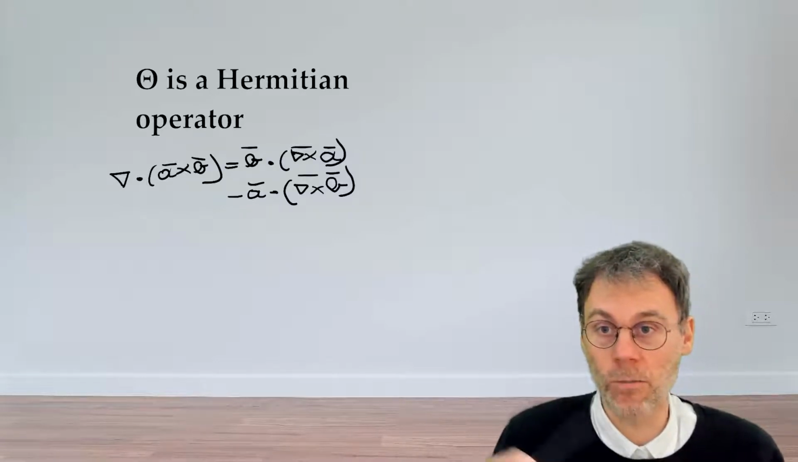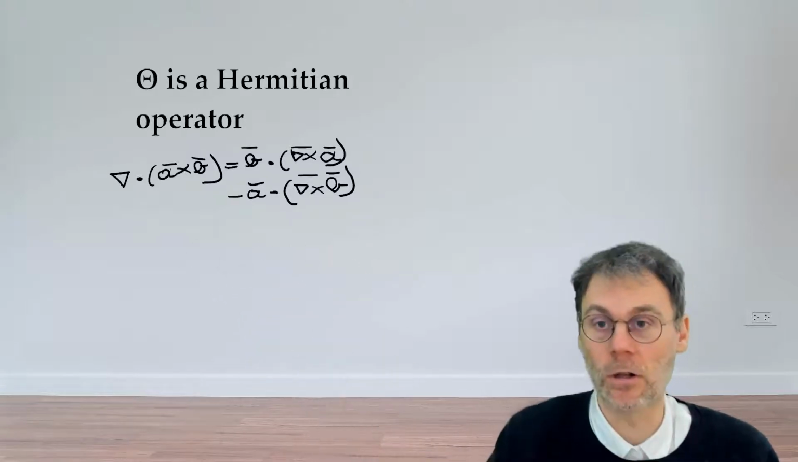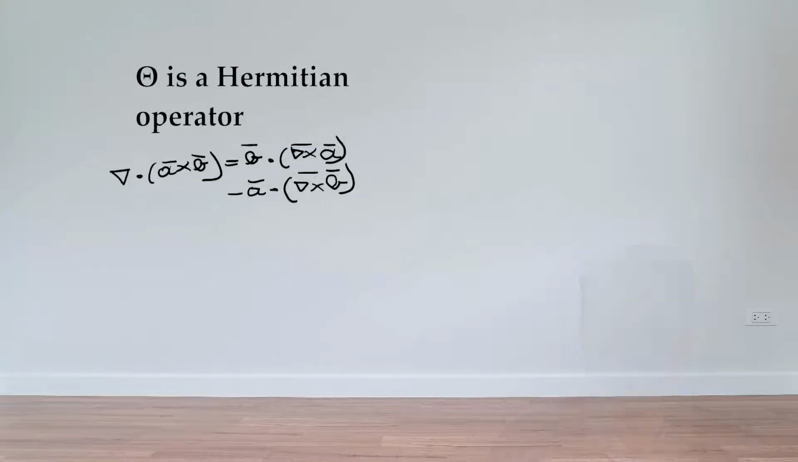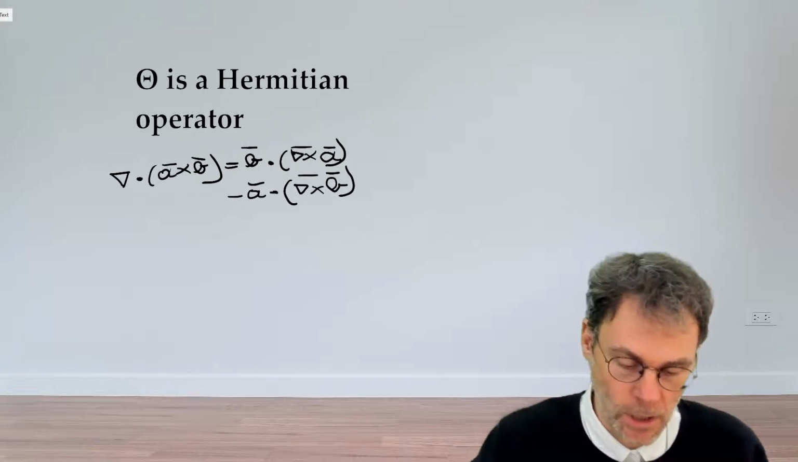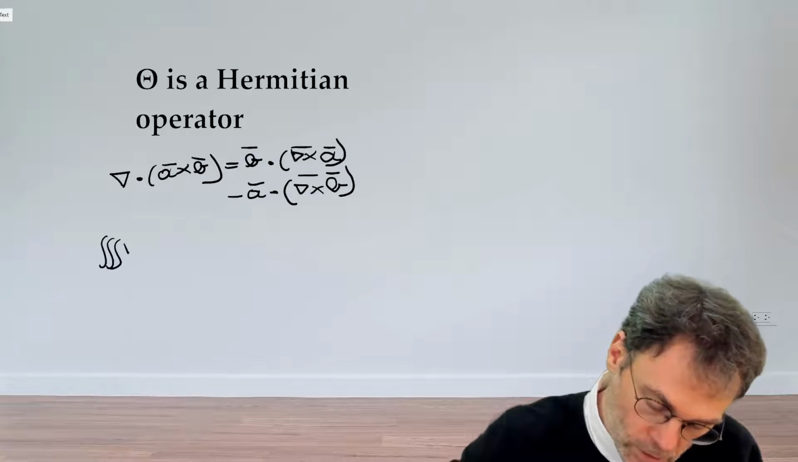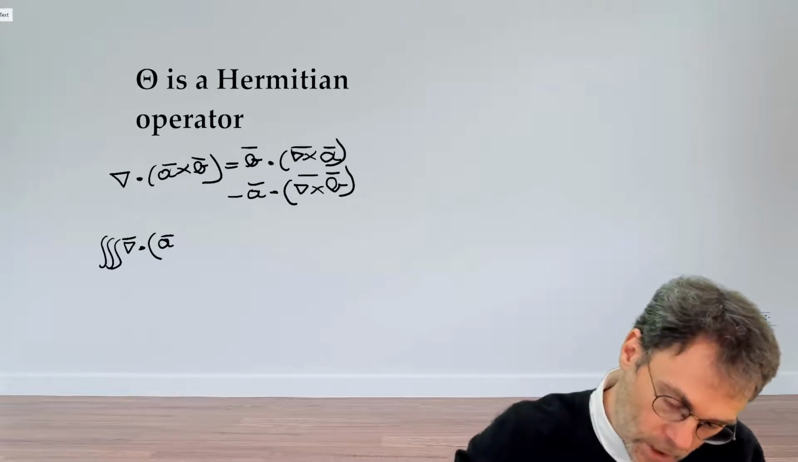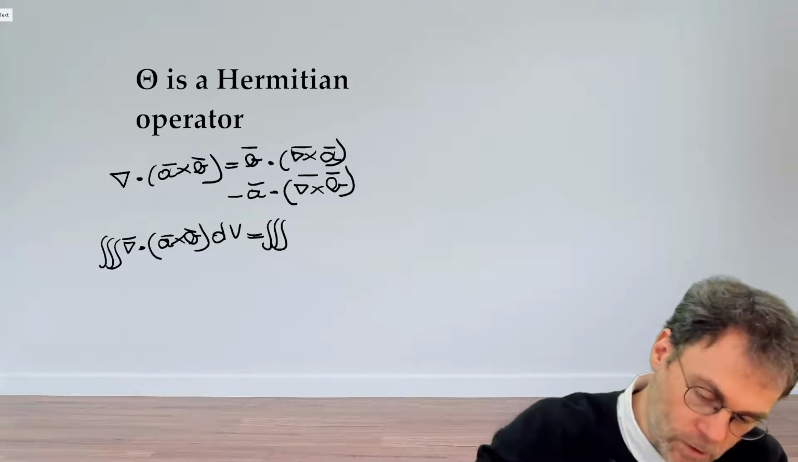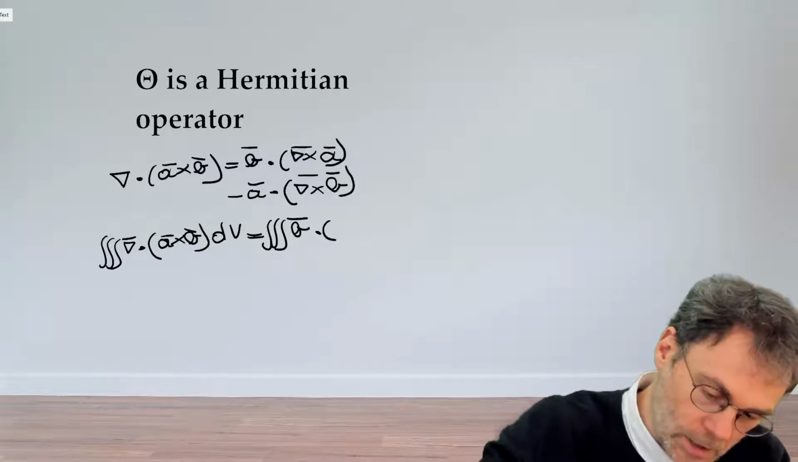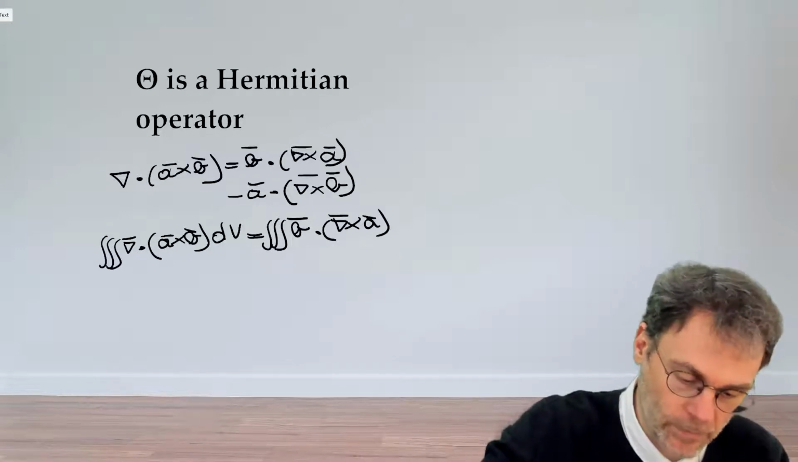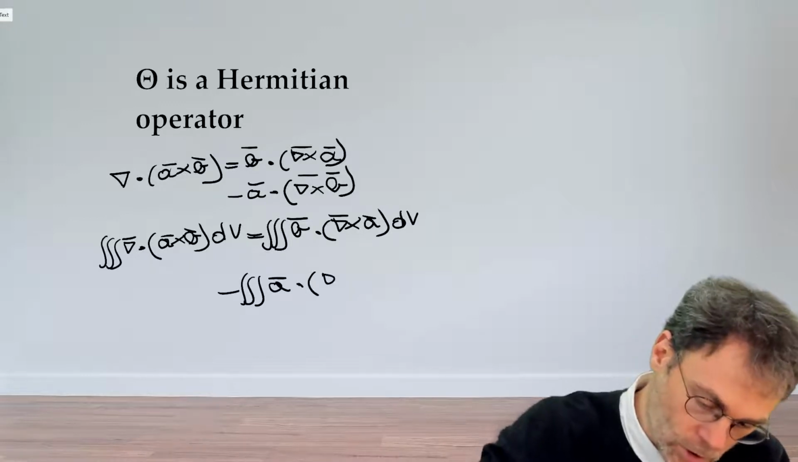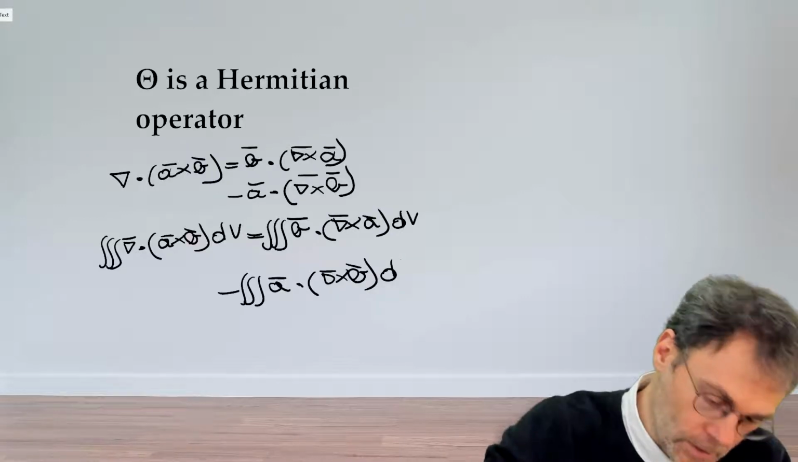What I suggest you do is pause the video and take the volume integral of this equation here and see if you can simplify things based on the divergence theorem. So taking the volume integral is pretty straightforward. We have the volume integral of the divergence of A cross B dV, and this is equal to the volume integral of B dot curl A dV minus the volume integral of A dot curl of B dV. Extremely trivial.